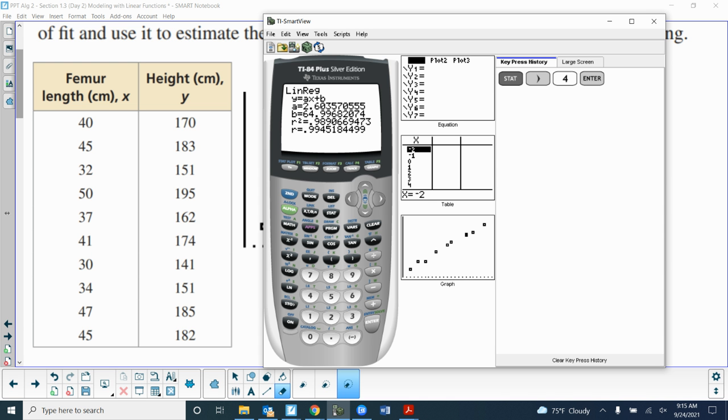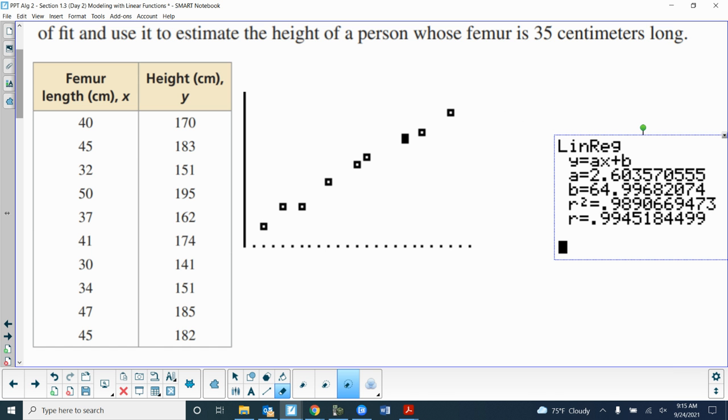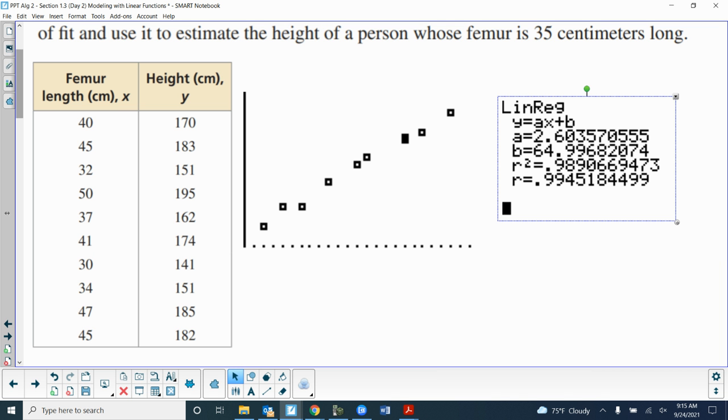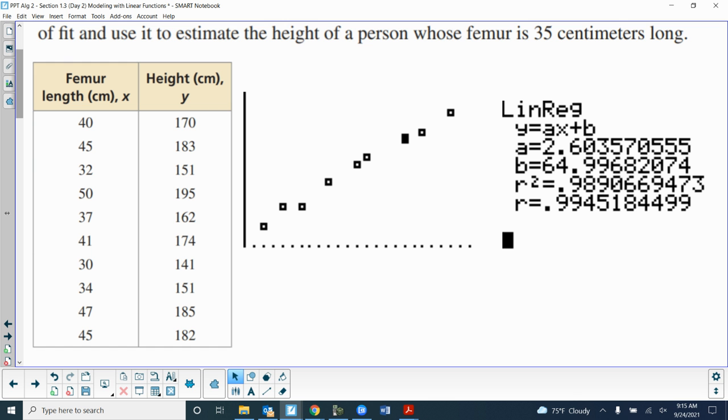So it gives us this information. This information is how I can get the equation of the line. It also tells me the correlation. See R down here at the bottom, the 0.99? That's a strong positive correlation. See how close to a straight line my points are? Yeah, we didn't turn on the diagnostic, I gave it to you after we turned on the diagnostic.